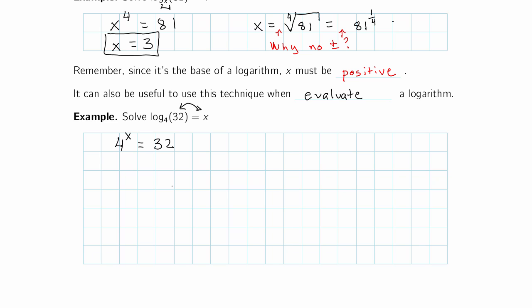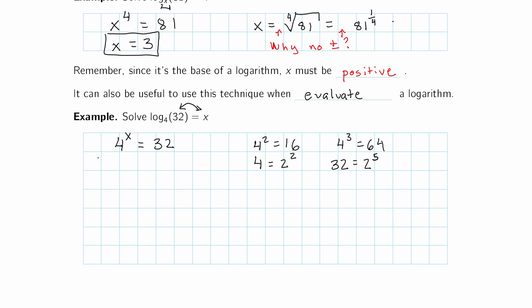Now, we might see if we can do that by trial and error, right? 4 to the 2nd is 16. 4 to the 3rd is 64. Okay, our answer has to be somewhere between 2 and 3. But the other strategy we have for solving an equation like this is to rewrite everything in terms of the same base. And we know that 4 is 2 squared. Is 32 a power of 2? Yeah, a little trial and error tells us that 32 is 2 to the 5th.